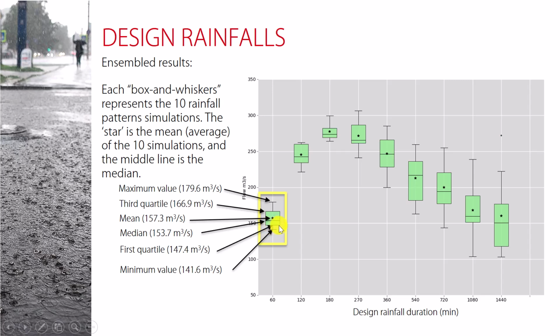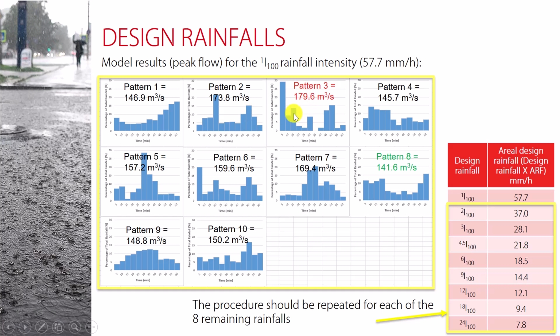The bottom of the box represents the first quartile of the results. The middle line represents the median. That star represents the average of the 10 rainfall pattern simulations. The top of the box represents the third quartile, and the top of the whiskers represents the maximum value, which is that 179.6 cubic meters per second, which is this one. The result that came from the simulation of this rainfall event.